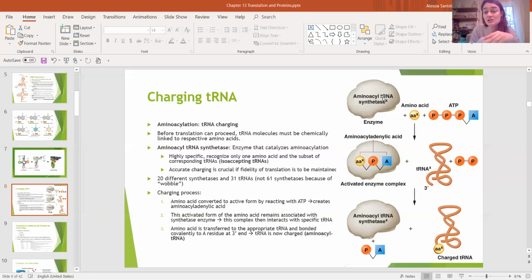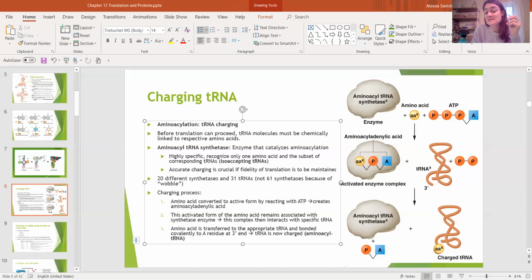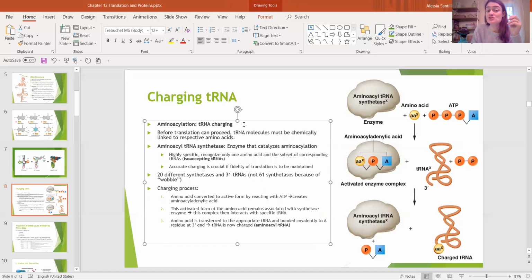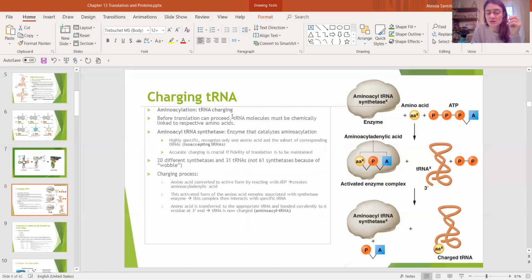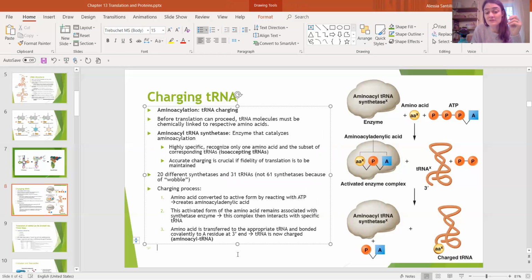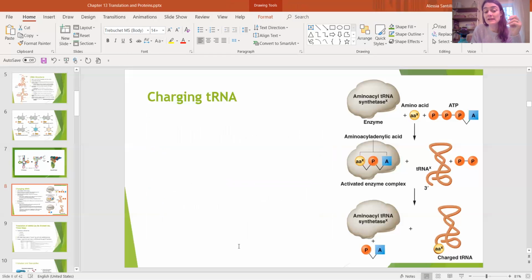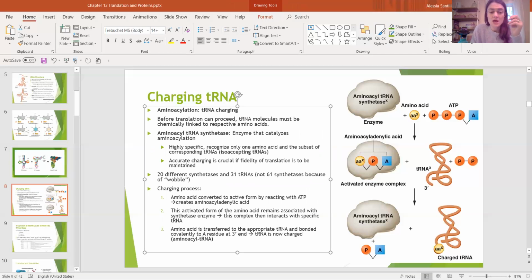Okay, accurate charging, as you can imagine, is extremely crucial if fidelity of the translation is to be maintained. So this is a big point. And in fact, it's extremely specific. There's not a lot of mistakes that happen here, thankfully, because if there were, we'd be in a lot of trouble, right? So there's an amino acyl synthetase for each amino acid. There's 20 amino acids out there. We have 20 amino acyl synthetases. Each one is going to load one specific amino acid.